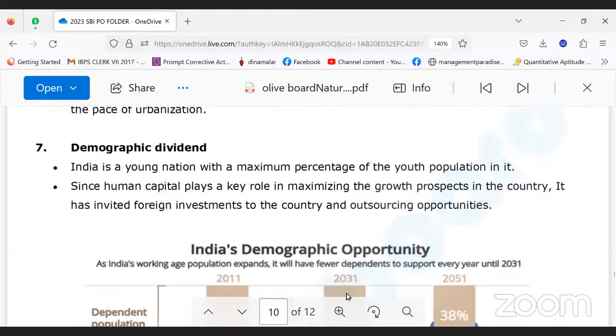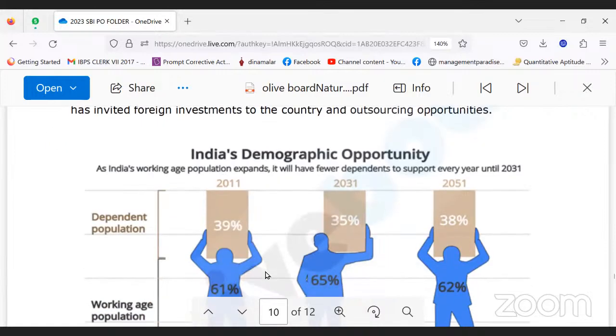Demographic dividend. India is a young nation with a maximum percentage of youth population in it. Since human capital plays a key role in maximizing the growth prospects in the country, it has invited foreign investments to the country and outsourcing opportunities.